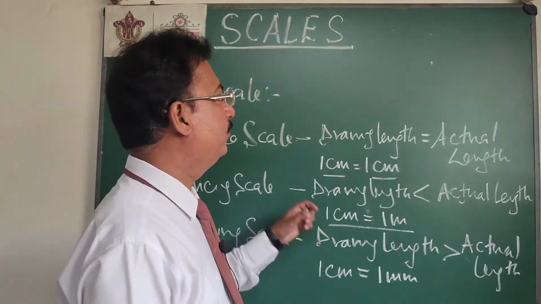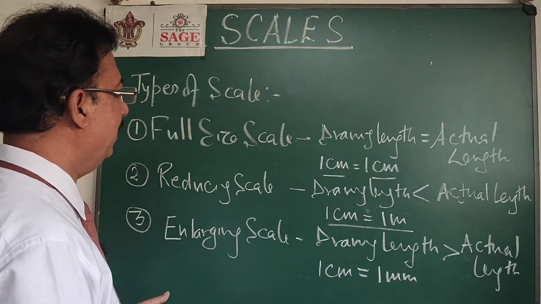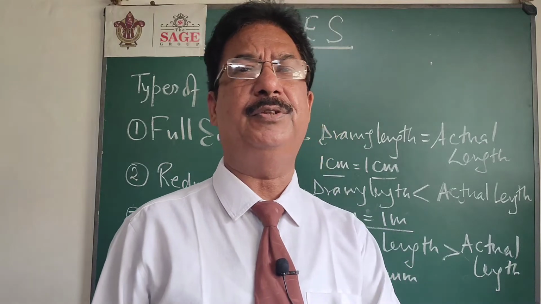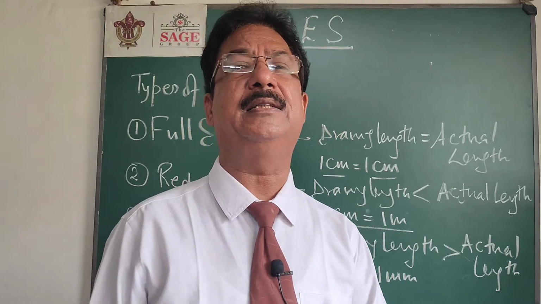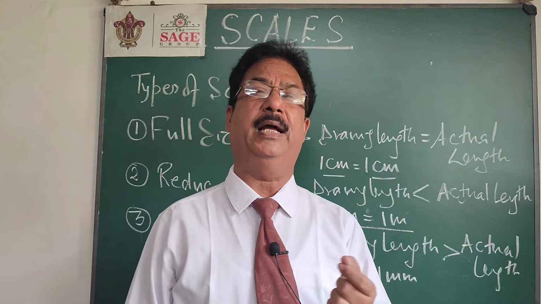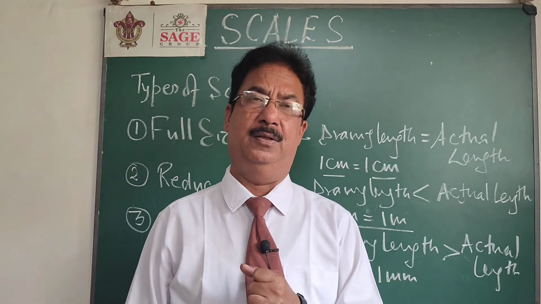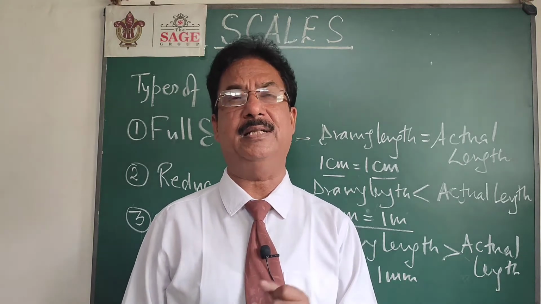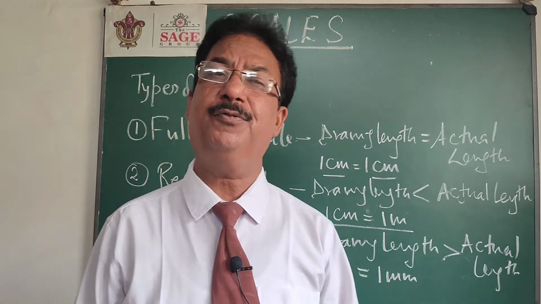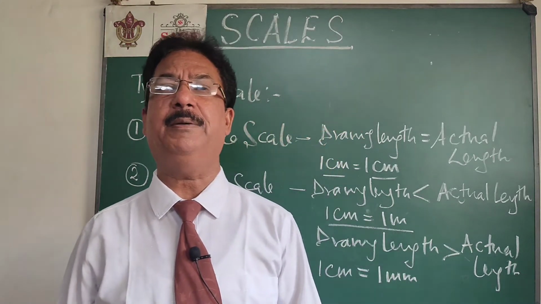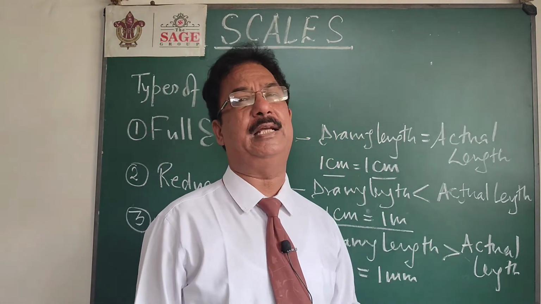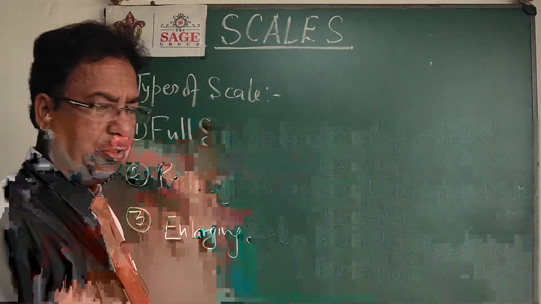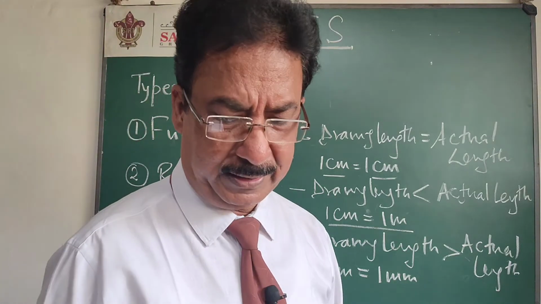So this is one example of a reducing scale and an enlarging scale. This is the way to differentiate our three types of scale. Normally, the scale we are using is the full size scale, because it represents distance in the same proportion as the actual. The 6 inch scale, 15 centimeter scale or 30 centimeter scale we are already using is a full size scale. Full size doesn't mean that it is big. Full size means the actual size and the drawing size are the same. So this is one way to classify our scales.